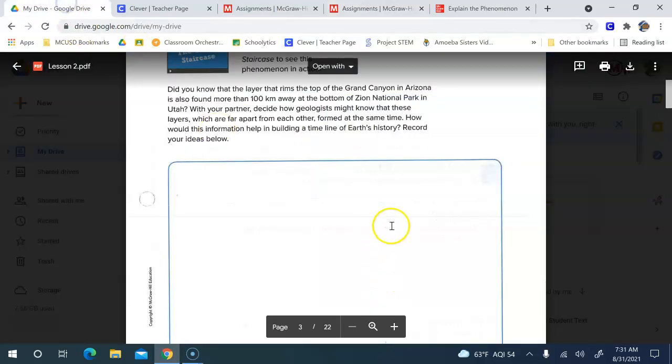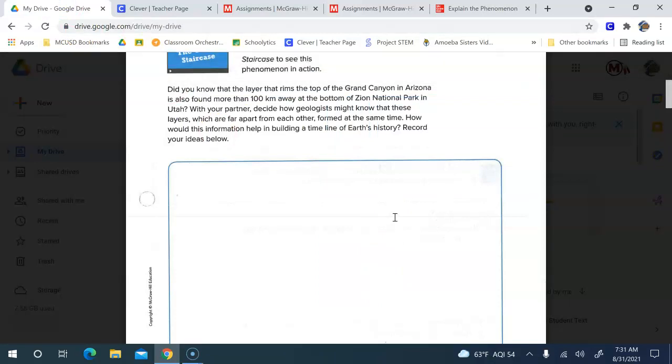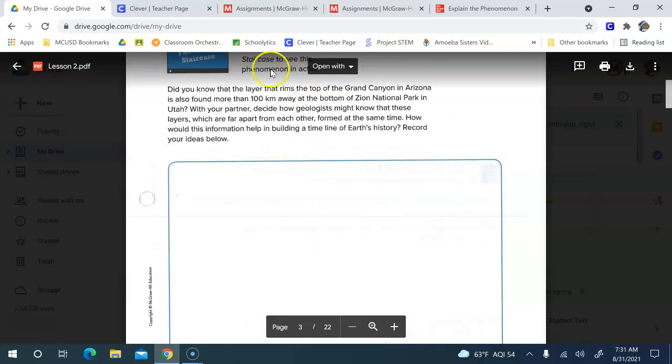So it's asking here, decide how geologists might know these layers, which are far apart from each other, formed at the same time. And how would this information help in building a timeline of Earth's history? So you're going to record your ideas here about how that works.